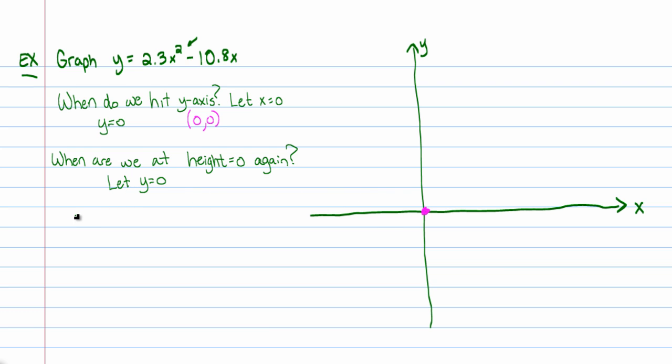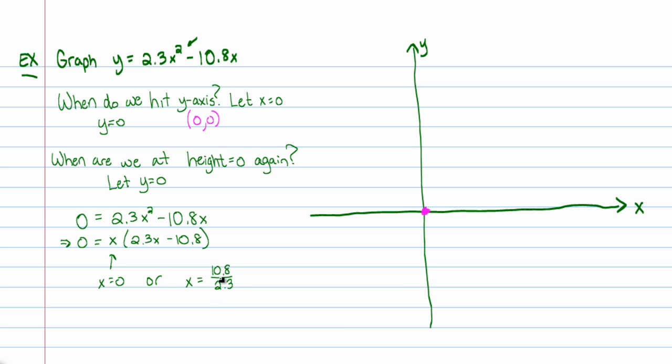Well, letting y equal 0, we get 0 is equal to 2.3x squared minus 10.8x. In this case, I don't want to factor these decimals, but I do want to factor out the x at least. So I'll factor out an x. I'm left with 2.3x minus 10.8. In other words, I'm at that height of 0 again when either x is 0 or when, from this, x is equal to 10.8 divided by 2.3.